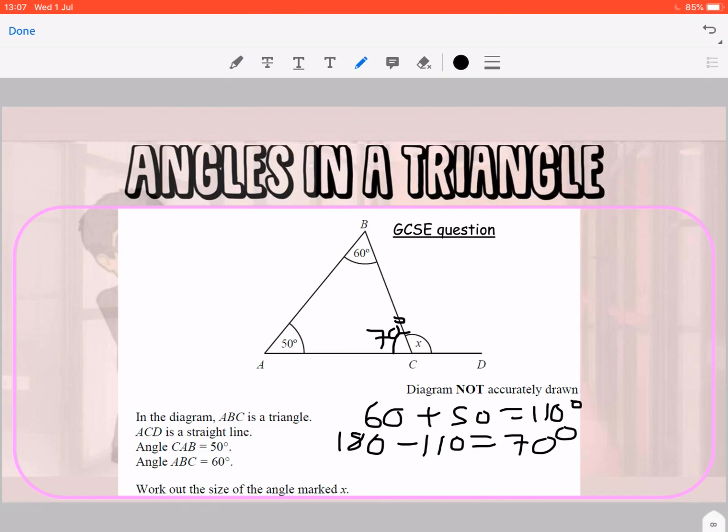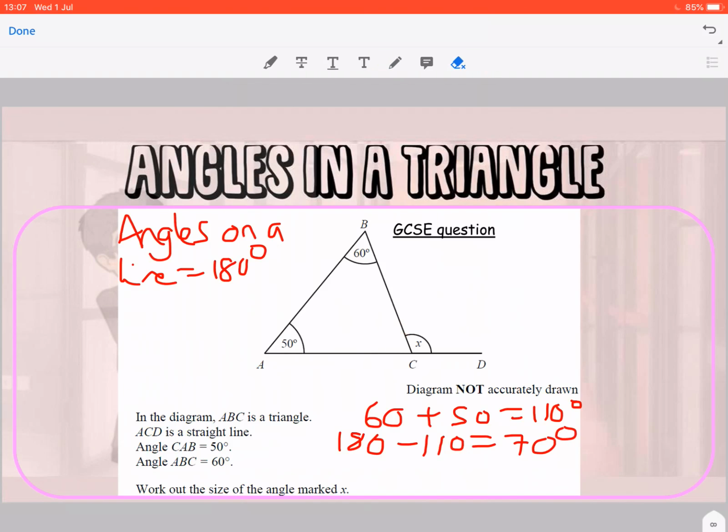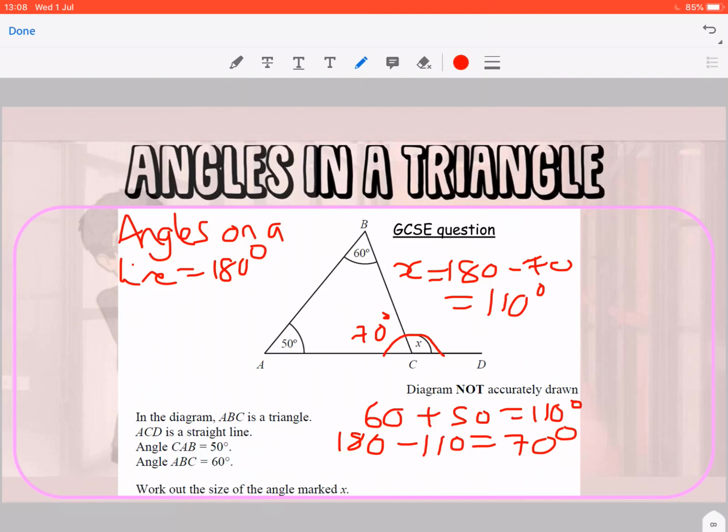The way to find x: angles on a straight line also equal 180 degrees. So the ones that I've highlighted in red here, they add to 180 degrees. So 180, take away the 70 that I know, because that's 70. 180 take away 70 gives me angle x. Angle x is 110 degrees. Really straightforward.